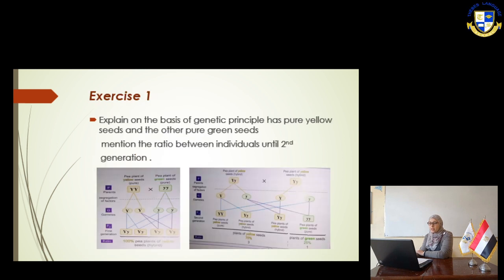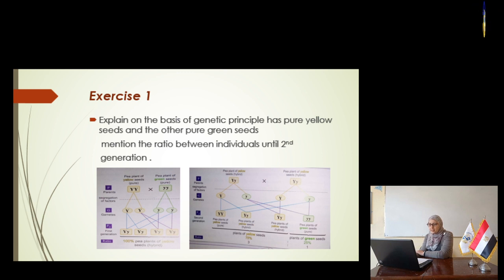Exercise number 1. Explain on the base of genetic principle a pure yellow seeds plant and another pure green seeds plant. Mention the ratio between the individuals until the second generation. As shown here in the figure, we can see P plant of yellow seeds, it is pure, and the P plant of green seeds, also pure. The pure yellow takes the letters capital Y capital Y, multiplied by the green seeds which is pure small y small y. Both of them are the parent which takes the letter P.